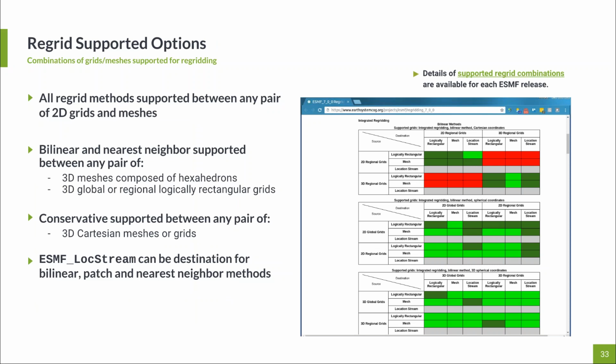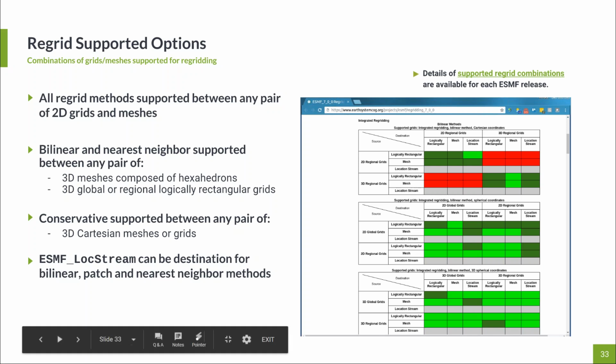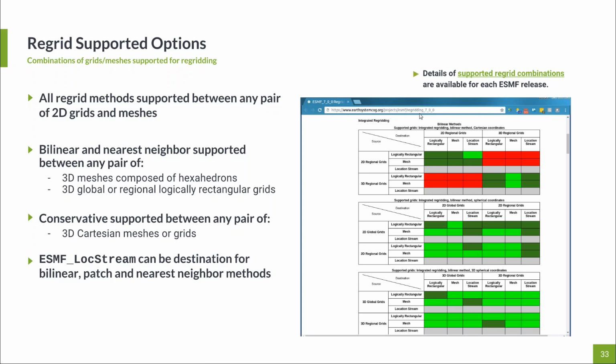For the supported regrid options, if you're going between 2D grids, all of the different regrid options and interpolation methods are supported. There are a few limitations if you're going between 3D grids and meshes. The best way to see if a particular combination is supported is to go to our website, which I've linked right here. The supported regrid combinations for each release will tell you whether that's something that we've tested and is supported.